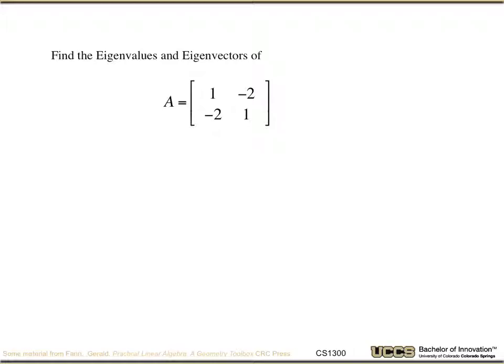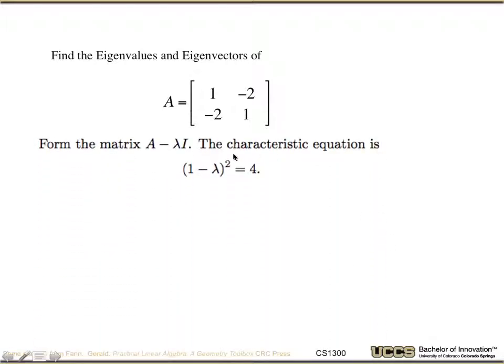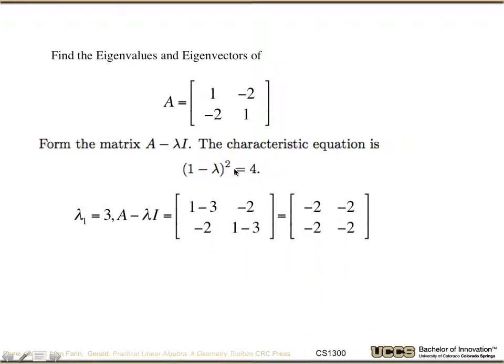Work out both the eigenvalues and the eigenvectors, work through your solution, and then come back and watch the answer. Okay, so hopefully you had that. It's a pretty simple problem. First, we will form the matrix A minus lambda I. We then take the determinant of that. We get our characteristic equation is (1 minus lambda) squared equals 4. We can now use the quadratic formula to get the roots of that are 3 and 1.